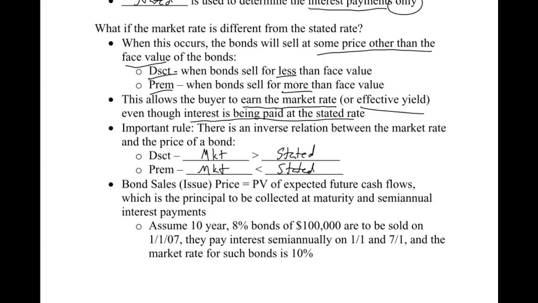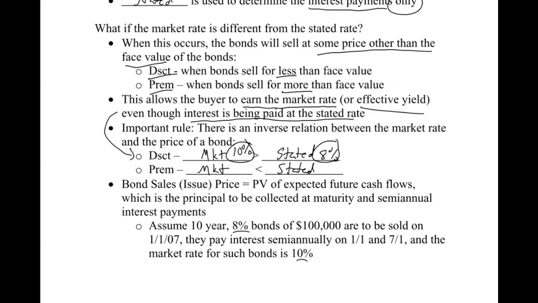If you look at this example down here that we're about to do, we have 8% and 10%. So we have 8% as the stated and 10% as the market. If you think about what's going on, in this chapter we're the people issuing the bonds, so we are paying 8%. If investors can go somewhere else and get 10%, why would they ever buy a bond from us? We're only paying them 8%. So to get people to buy that, we have to sell it at a discount. And that in turn allows the buyer to earn the market rate.